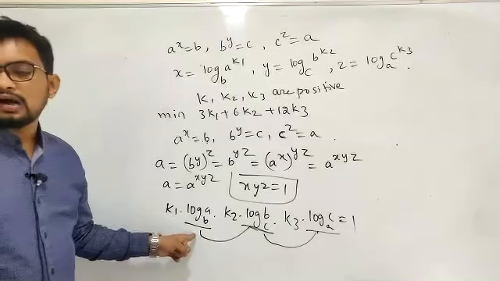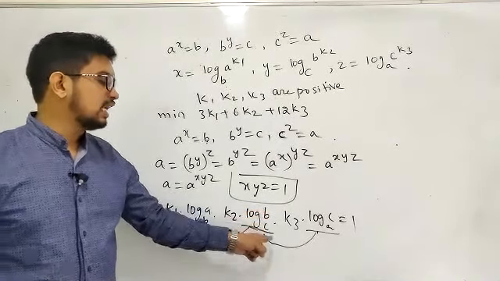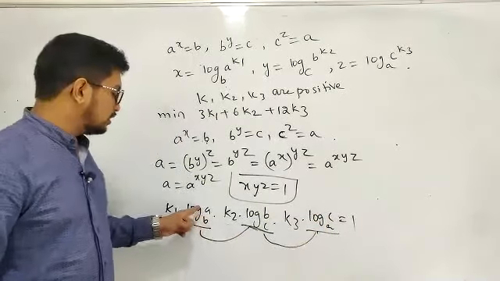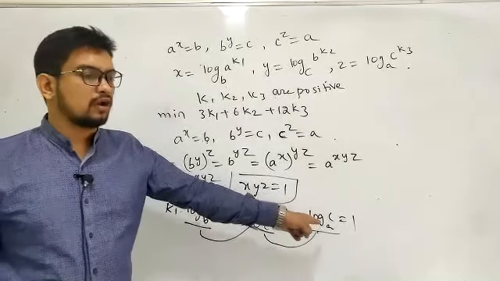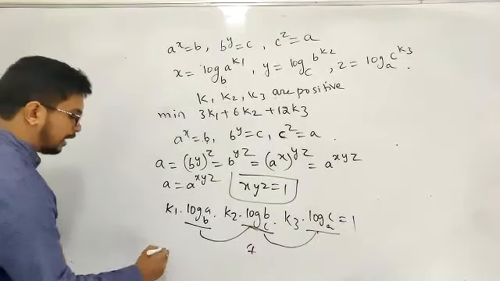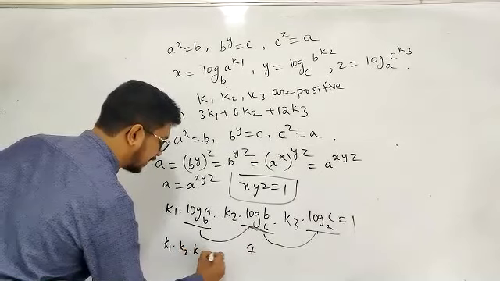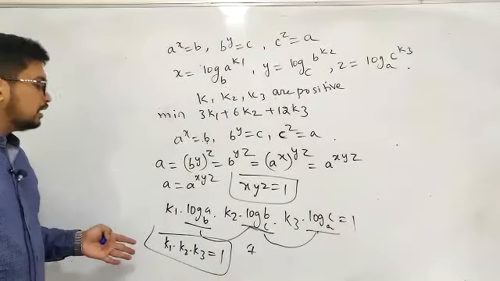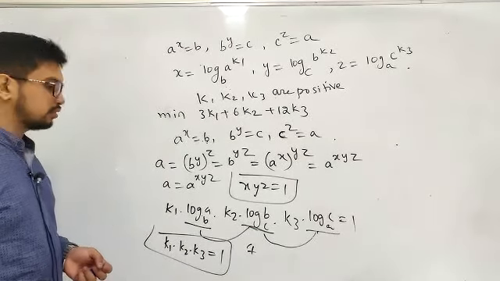Log a base b can be written as log a by log b, log b base c can be written as log b by log c, and log c base a can be written as log c by log a. So this is log a by log b into log b by log c into log c by log a. The product of these three values will be 1. So you'll be getting k1 into k2 into k3 equal to 1.